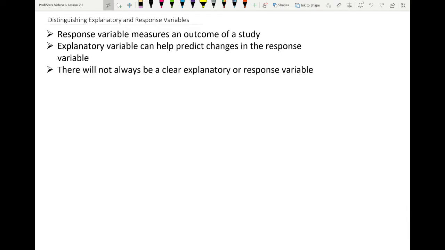So in that case, when you're making a scatter plot, if there is no clear explanatory or response variable, you want to make sure that you understand that there is no explanatory or response variable, and then in that case you can put either variable on either the x-axis or the y-axis. So in that case it won't matter which axis demonstrates the explanatory variable or response. This will make sense in a little bit.